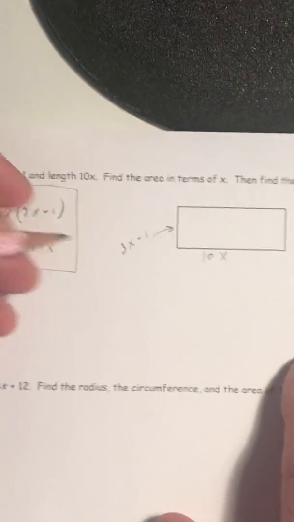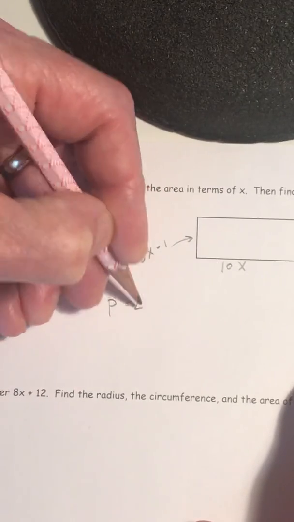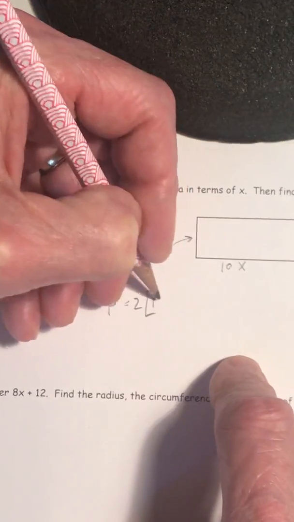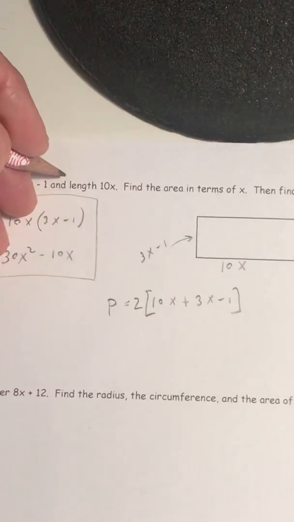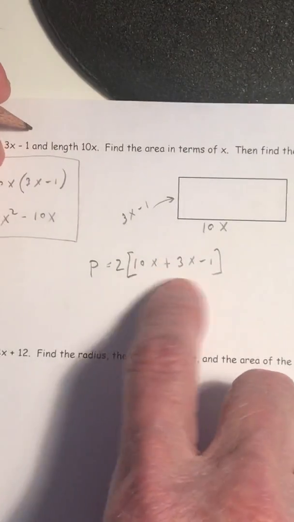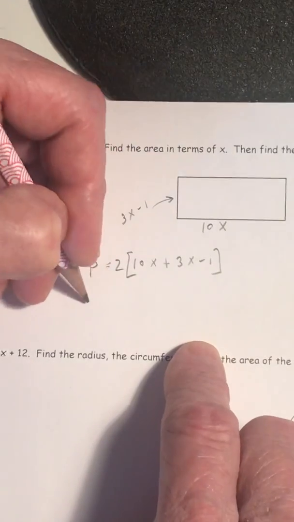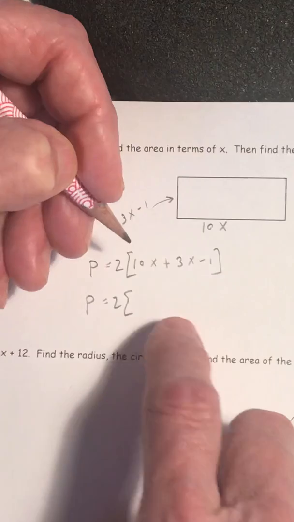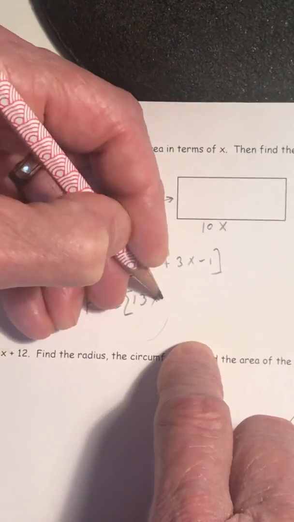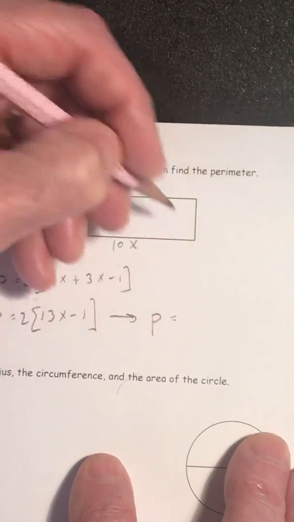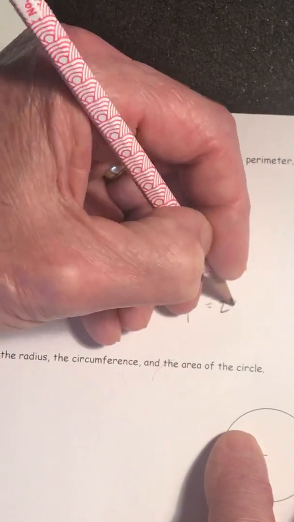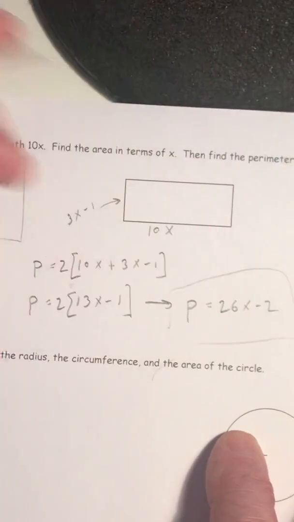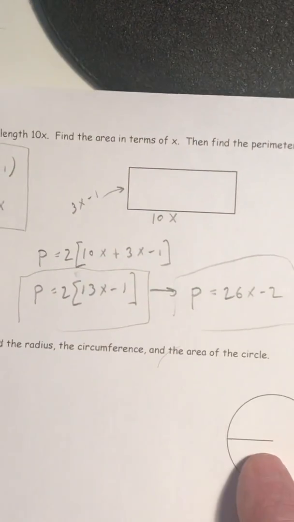And the perimeter. Perimeter is 2 times the length plus the width. There's a rough answer, kind of unfinished, because you at least, minimally collect the like terms in there. Don't be lazy. 10x plus 3x, there's 13x and minus 1. And then if you want to go a little further, be a real nice person, multiply this out, you get 26x minus 2. Okay, so either one of these is fine.